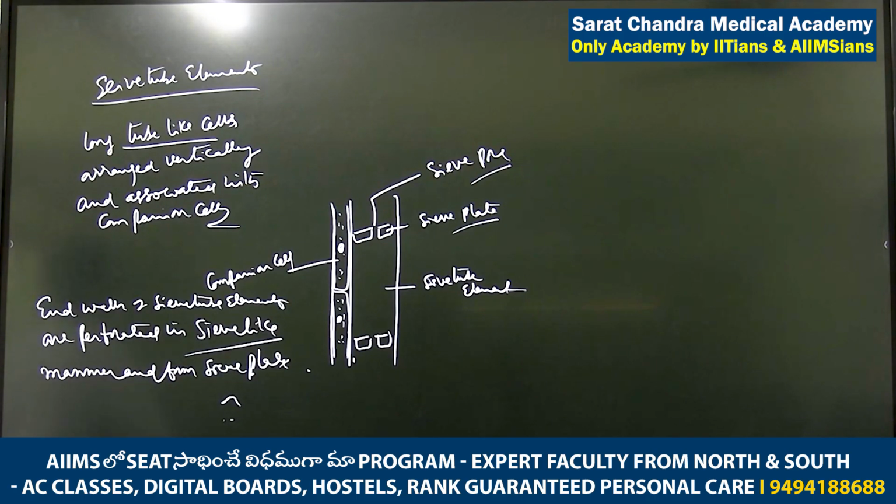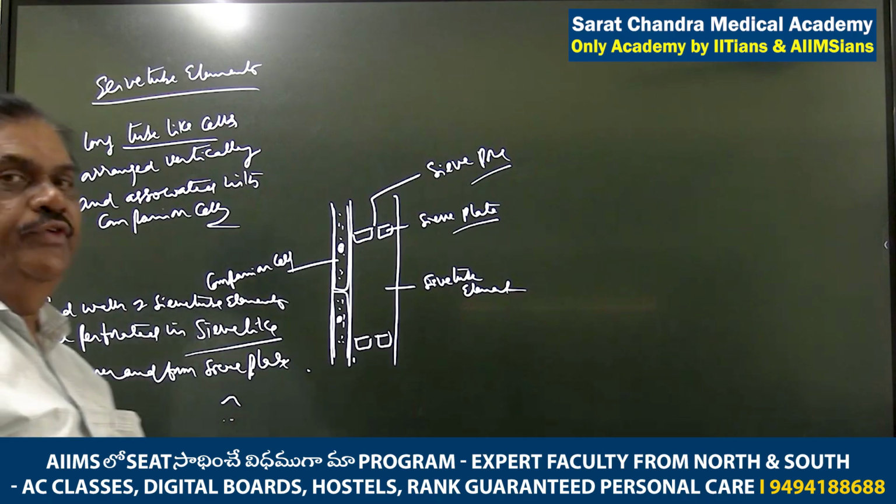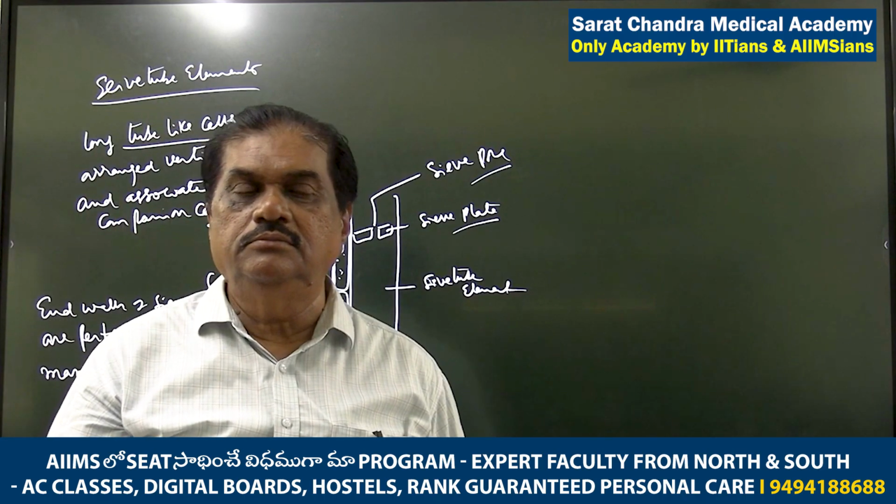Are sieve tube elements dead or living cells? Living cells. What are the living cells in phloem? Sieve tube elements, companion cells, and phloem parenchyma. These three are living, except the phloem fibers. So sieve tube elements are also living cells. Are the cell walls non-lignified or lignified? Non-lignified, made up of cellulose. The cell wall is cellulosic and non-lignified.